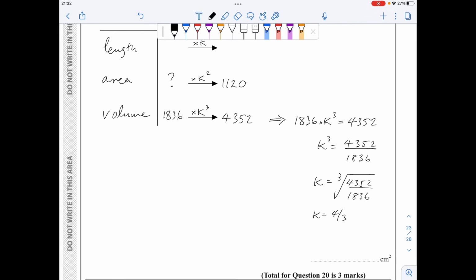So now I can work out the area of the first one because the area times the scale factor squared is 1120. So the area is 1120 divided by 4 over 3 to the power of 2. This will give me 630, and this is my final answer.